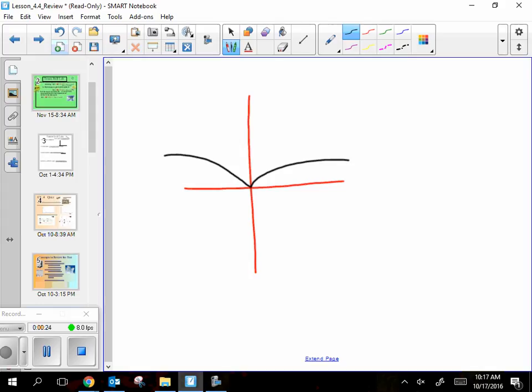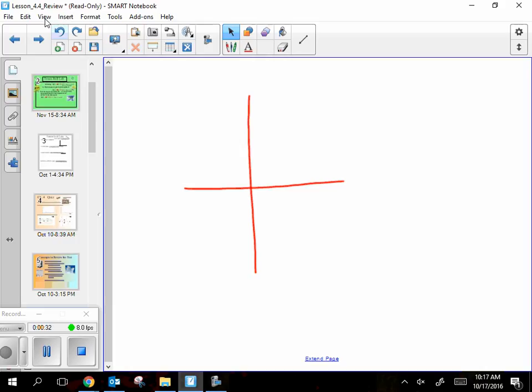Okay, so would you please sketch for me something that would have odd symmetry? Draw me a little picture. I'll turn and tell you if you did it right. I'll pause for a second while you do that.